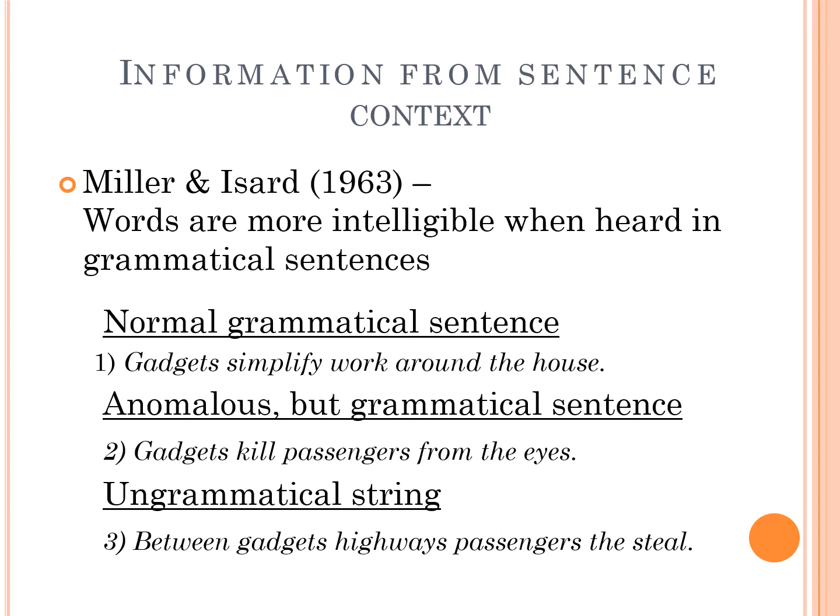A normal grammatical sentence example would be: gadgets simplify work around the house. A sentence that is semantically anomalous and does not make sense but is grammatical is: gadgets kill passengers from the eyes. And an ungrammatical string would look like: between gadgets, highways, passengers, the steal. You're going to learn about me that I really enjoy talking gibberish, and that's always a really fun sentence for me to say every semester: between gadgets, highways, passengers, the steal.